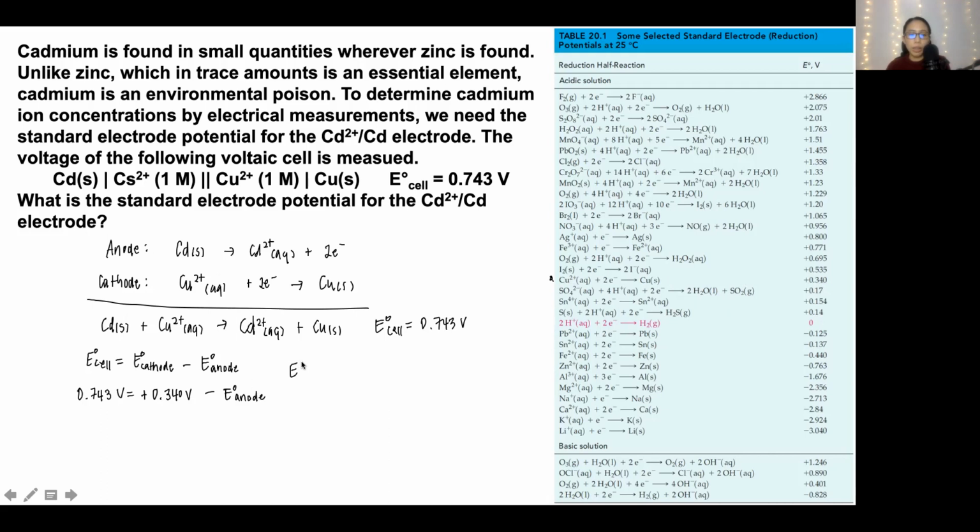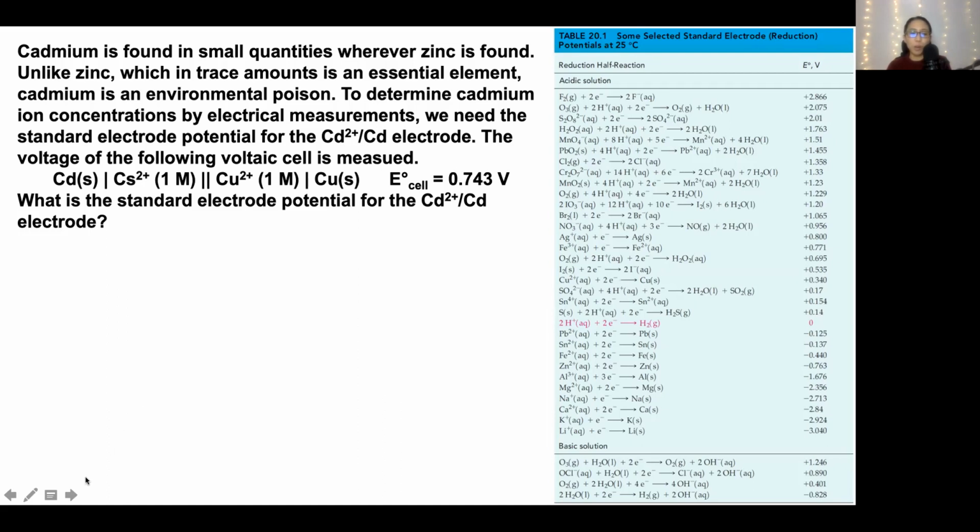So the standard electrode potential for our anode is 0.340 minus 0.743, which is negative 0.403 volt. So this is the standard electrode potential for this cadmium electrode. For any other measurements involving cadmium, you can now use this value. Again, this should be in the standard state. The concentrations of your ions should be 1 molar.